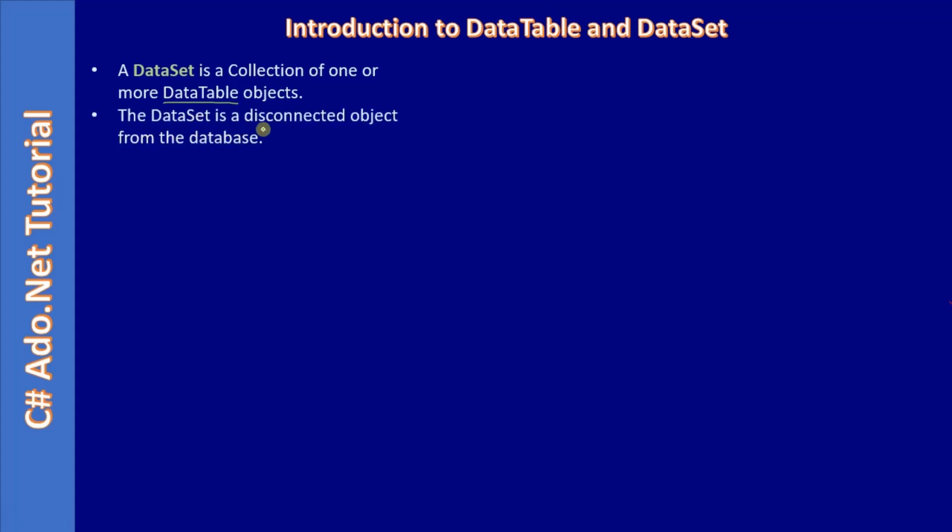A dataset is a disconnected object from the database. That means you will fill the dataset by talking to the database. Once a dataset is filled, we can disconnect from the database and start working on the offline data.